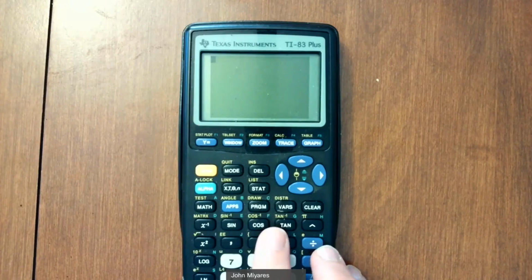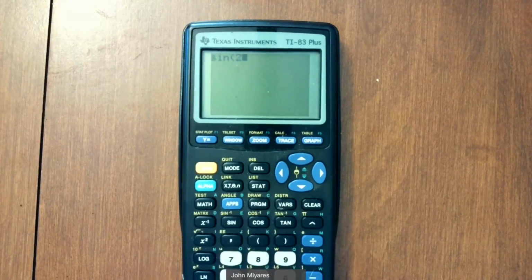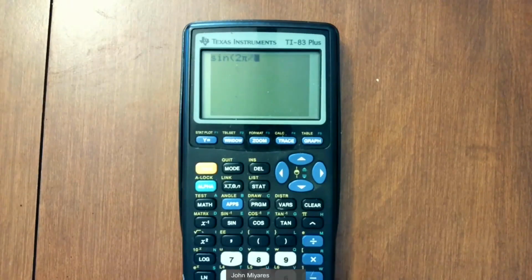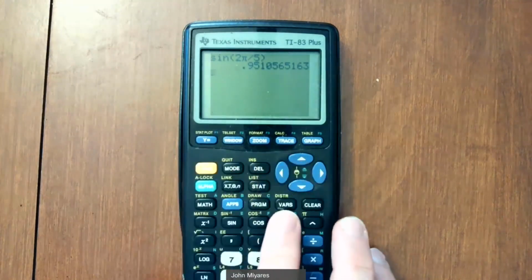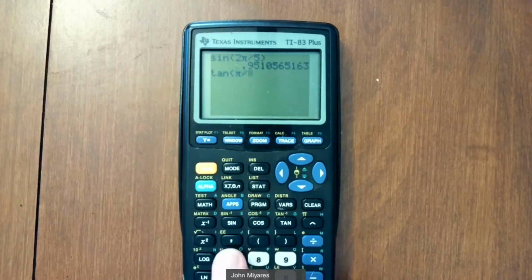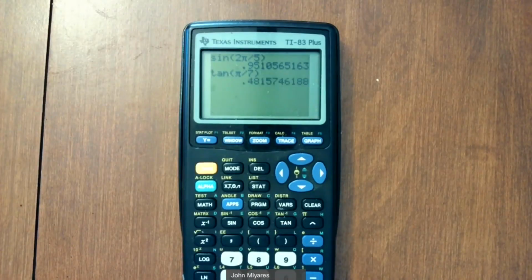To compute the sine of 2 pi over 5, we'll enter it here as sine 2, second function, there's our pi key right there, divided by 5, and we'll close the parentheses, and we're going to get this, 0.9510565. If I want to compute the tangent of pi over 7, we can enter it like so. I'll say tangent of second function, there's the pi, divided by 7. Close my parentheses, and enter it like so.